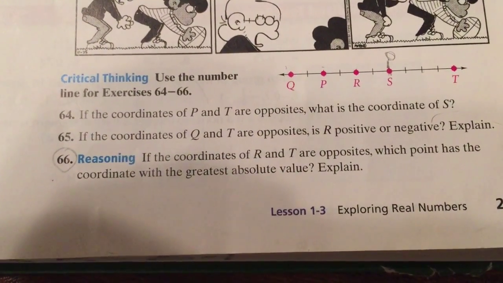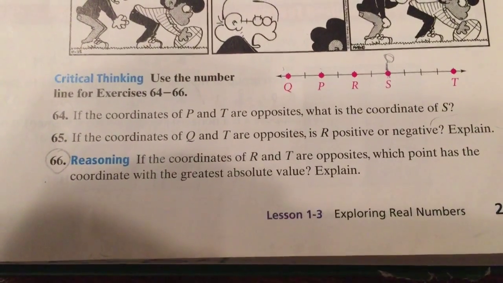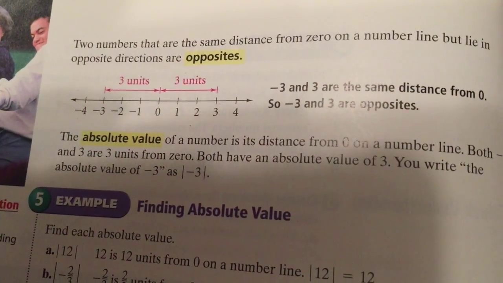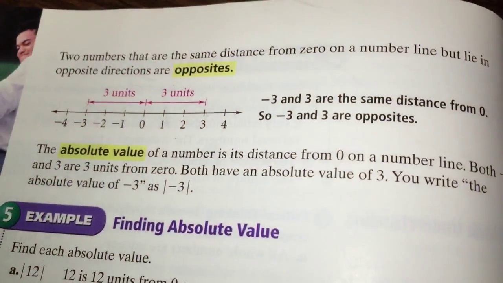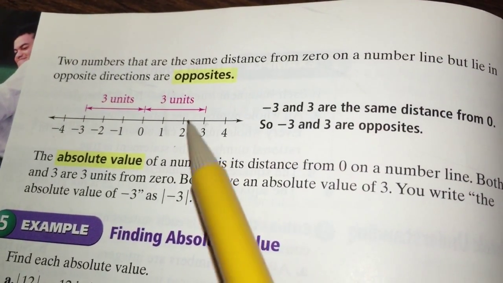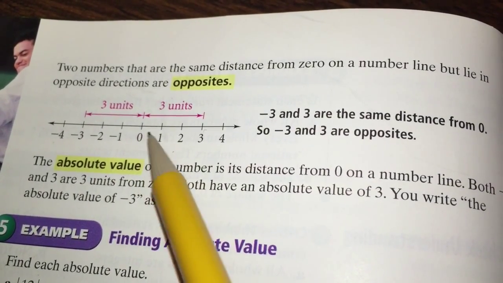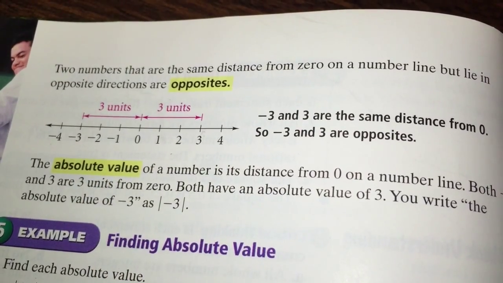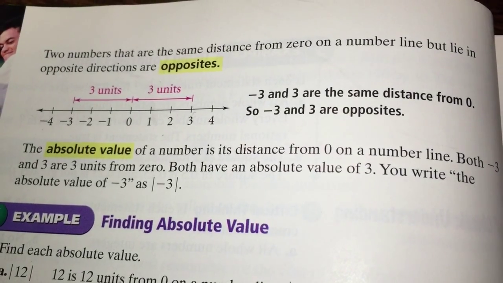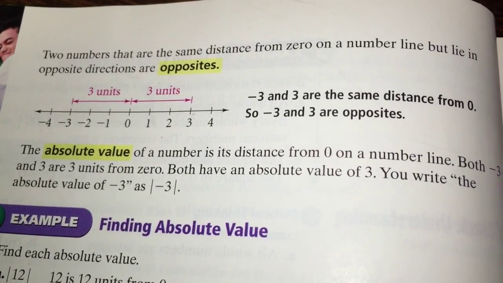Take a look at this critical thinking question. Okay, let's do 64, 65, and 66. Now look at the definition of opposites. In the example given, positive 3 and negative 3 are the same distance from 0. So positive 3 and negative 3 are opposites. Okay, let's use this knowledge in solving the problems 64, 65, and 66.